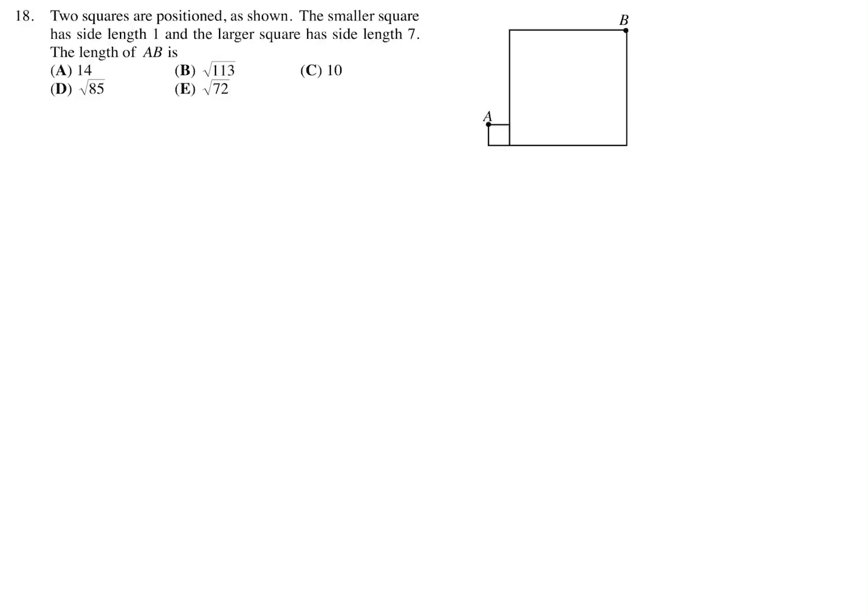Two squares are positioned as shown. The smaller square has side length 1 and the larger square has side length 7. The length of AB is.